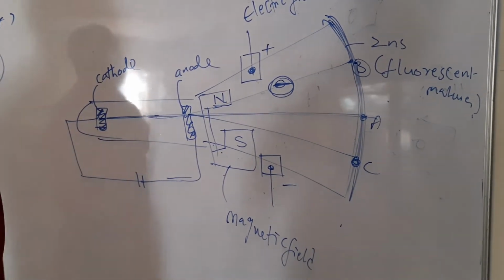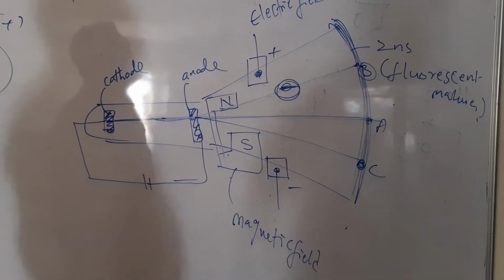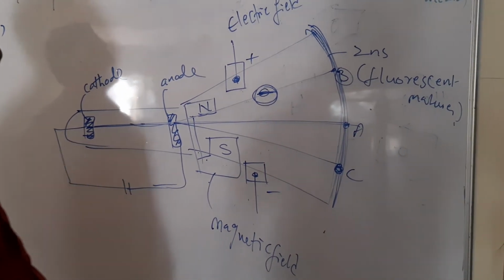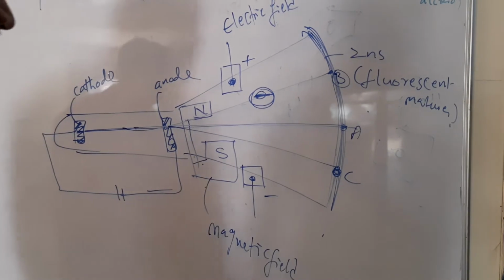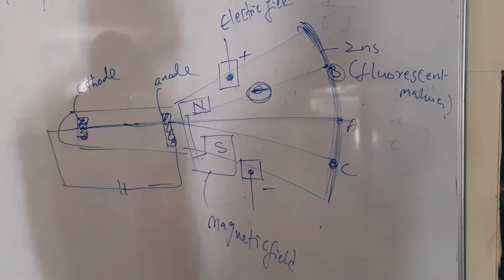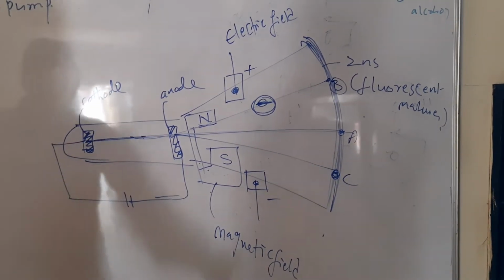Based on these characteristics, Thomson explained that electrons are negatively charged particles. They are cathode rays only, and they are attracted towards the anode.